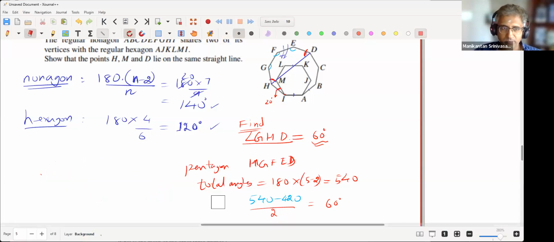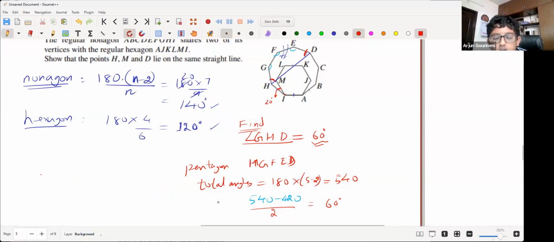Yes, continue, Arjun. So we already found that each angle of the nonagon is 140 degrees. So angle G, angle F, and angle E are all 140. So over there we get 140 into 3, which is 420 degrees. So that is gone. Then we have angle H and angle D. So the sum of angle H and angle D is 120 degrees.